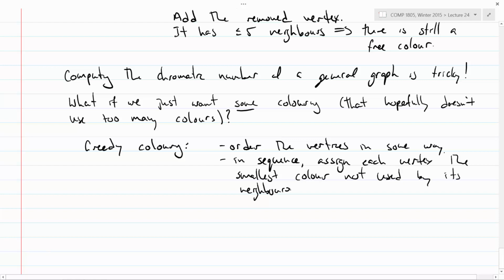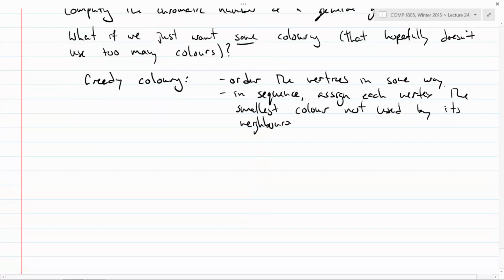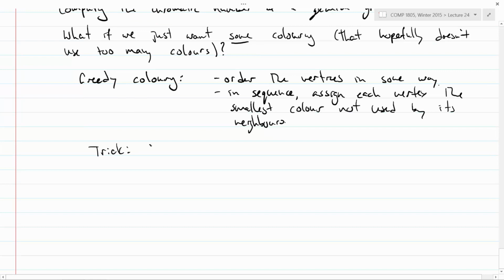So the trick here is the first step: putting the vertices in a good order. Depending on the order you put them in, you could get a very good coloring or a very bad coloring, where good means few colors, bad means lots of colors. It turns out that if you're really, really good at finding orderings, there is an ordering that will produce chi G many colors. It's just we don't know how to find that ordering. If we knew how to find that ordering, we'd be able to solve the problem. But there are some orders that are still pretty good. But the problem is there are also orders that are really, really bad.